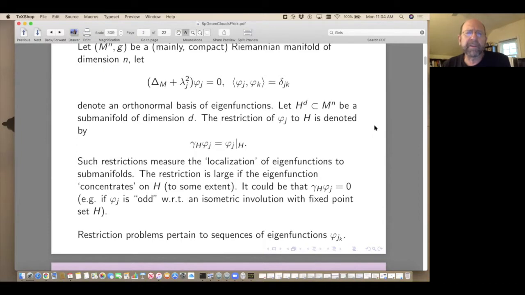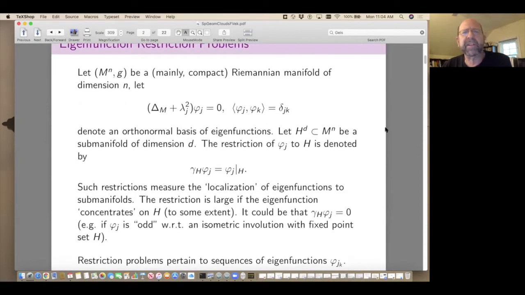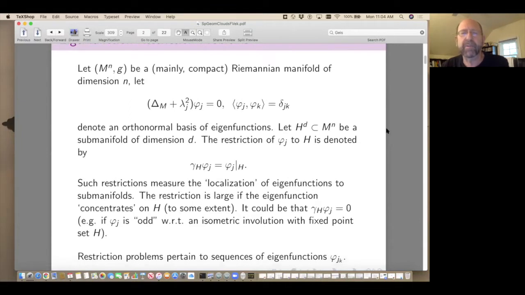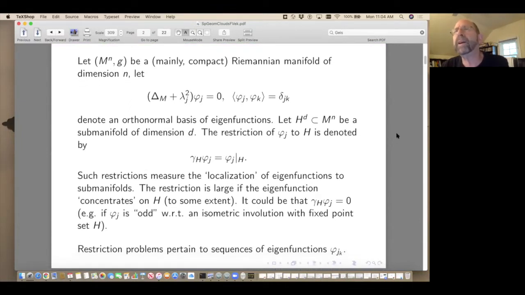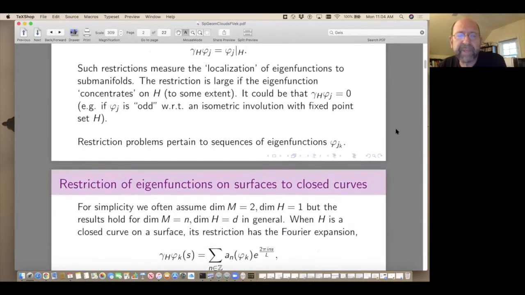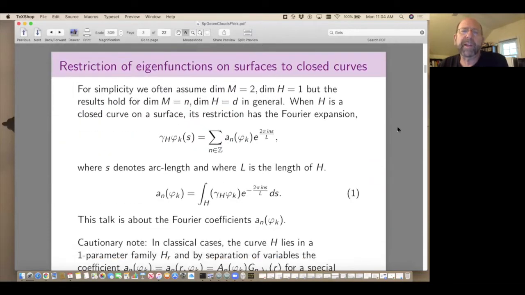Although the most famous type of restriction problems are what are called Fourier restriction problems, which are among the most popular problems in harmonic analysis, these kinds of problems where you restrict eigenfunctions in the physical space are of a different nature, although they actually are related. So what are we interested in?